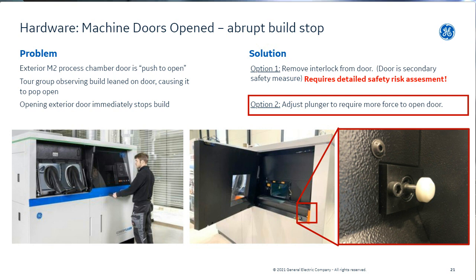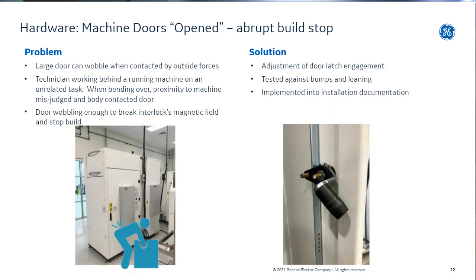But option 2 is just this plunger. How hard do you have to push this door to pop it open? We'll just make it a little bit harder, enough that when you lean on it, it doesn't pop open. And easy peasy. Same with RCAM doors.